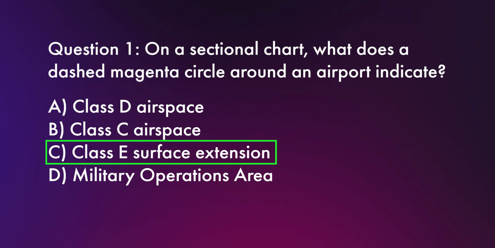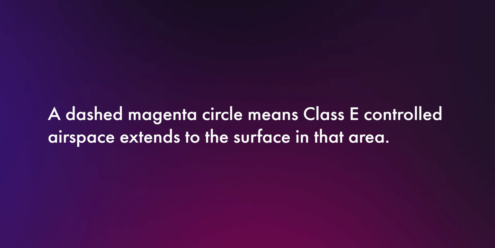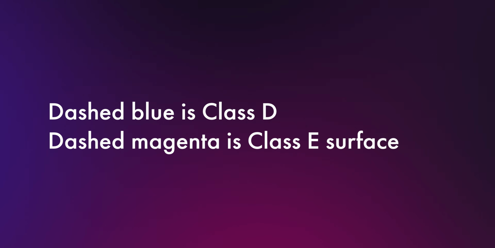The answer is C, Class E surface extension. A dashed magenta circle means Class E controlled airspace extends to the surface in that area. This is one of the most commonly missed chart symbology questions on the exam. Remember, dashed blue is Class D, dashed magenta is Class E surface.